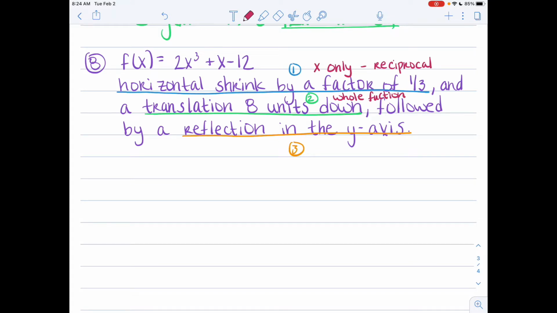And then finally, a reflection in the y-axis is another x only, because reflecting across the y-axis is going to cause positive x values to become negative and vice versa.